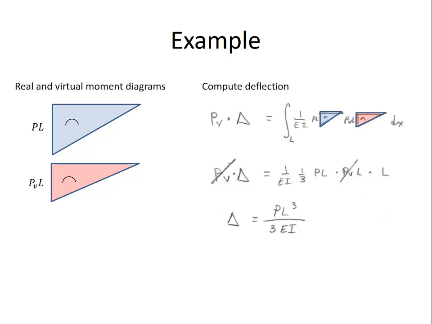You'll notice that the virtual load PV canceled here, and that's critical. Because think about it, we made up a load. We said, let's just assume that there's this load here. We'll call it PV because it's virtual, and we'll do a calculation with it. Well, this calculation is only useful because that virtual load cancels out algebraically. So it doesn't matter what it is.